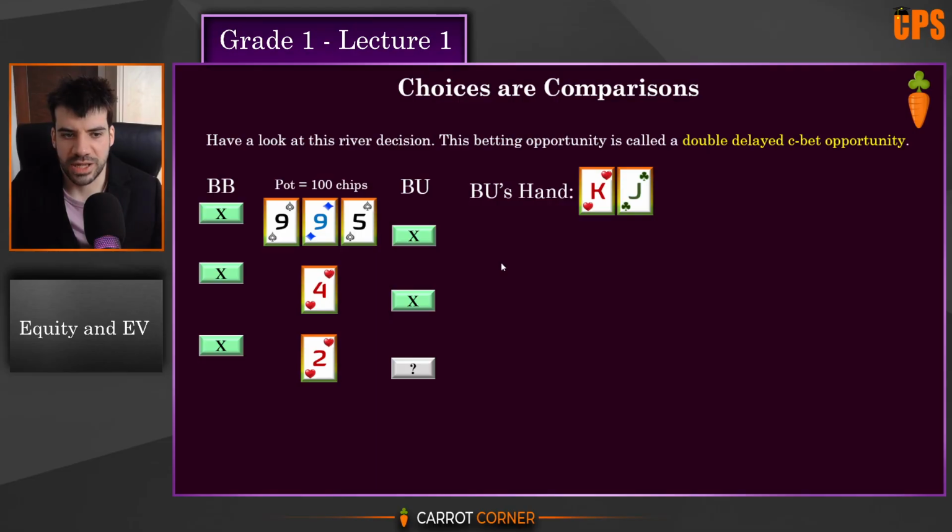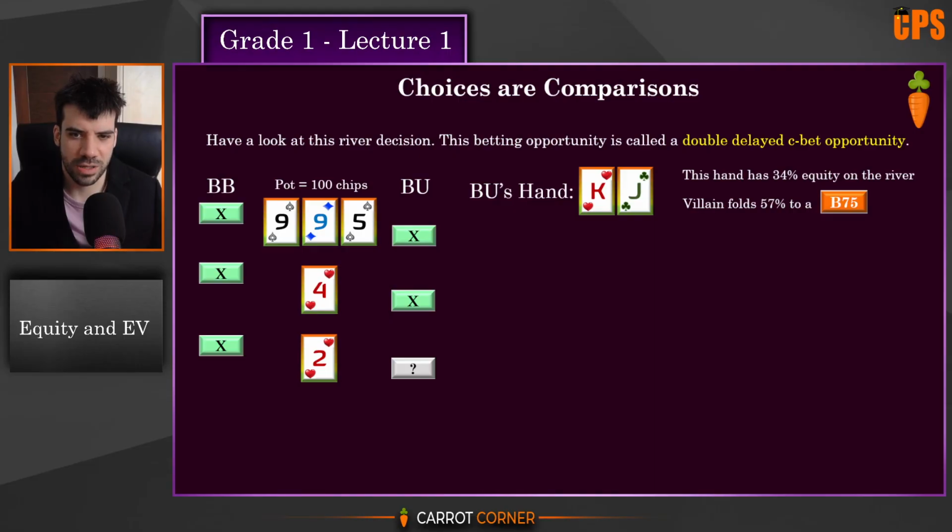Button's hand here is King Jack. This hand has 34% equity on the river. Now that you know that, go ahead and plan out how you would play this hand. Would you bet or would you check? Write down why. Okay, I'll assume you've had to think about that. You've written something down. What if I told you that villain folds 57% of the time to a bet that's 75% of the pot? Does this cause you to change your mind, or are you going to stick with your answer? Well, choices are comparisons, so let's weigh this one up.